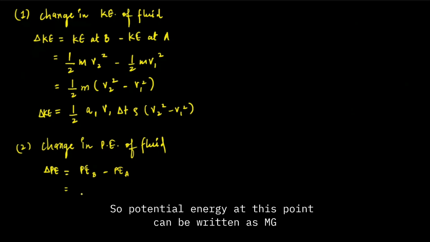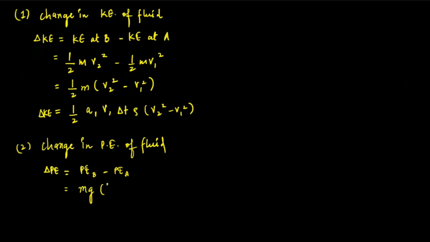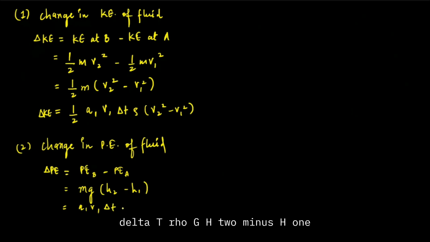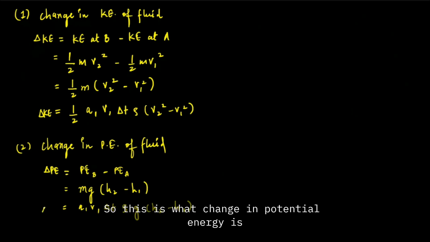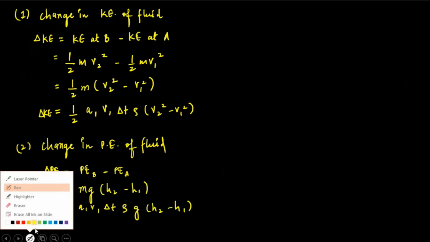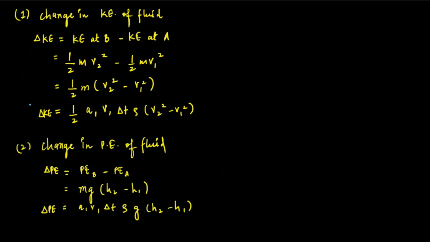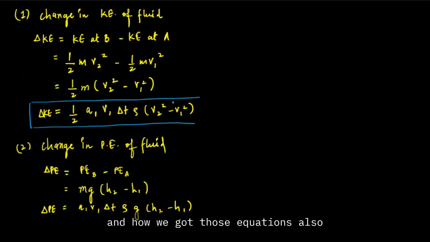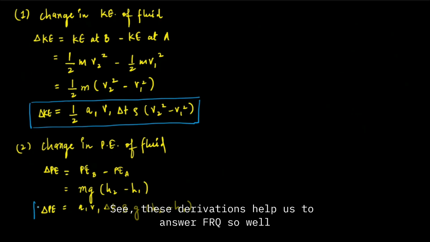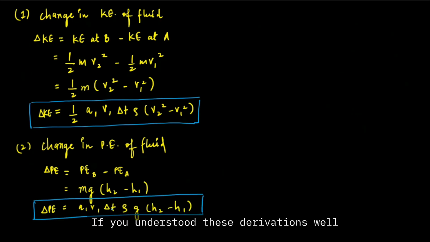So potential energy at this point can be written as mg(h2 minus h1). Again, in place of m, I can write A1 V1 delta t rho, so g(h2 minus h1). So this is what change in potential energy is. Keep these equations in mind, and how we got those equations also you have to keep in mind. These derivations help us to answer FRQs so well. If you understood these derivations well, then any kind of FRQ, we are able to answer them.